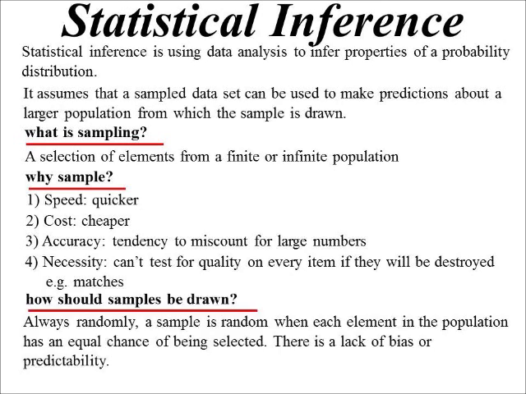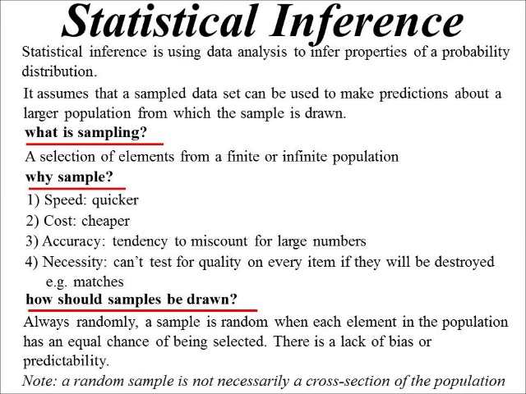All right, well, how should we get our samples? And it's always randomly. If you want to get a good sample, it should be random. So every element in our population, our sample space, has an equal chance of being selected. That way there'll be no bias or predictability, because we want to make predictions from the sample. But what that does mean is when you pull out a random sample, it may not necessarily be a cross-section of the whole population. It all depends where I draw my sample from.